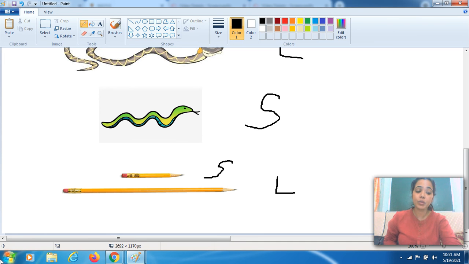Okay, so there are two differences. If you have to measure the height, so you have to use the terms tall and short. If you have to measure the length, so you have to use long and short.